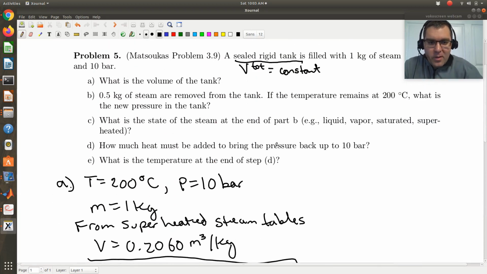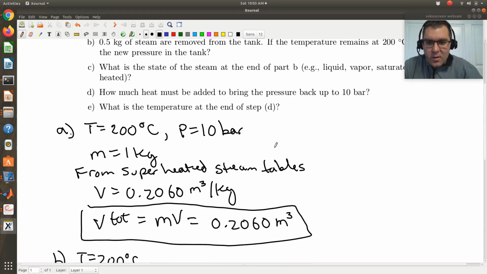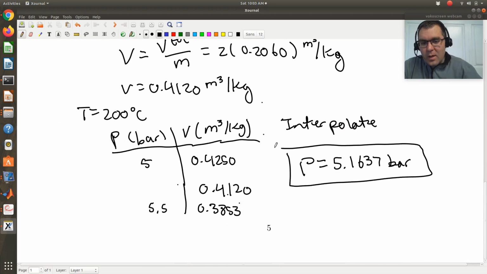So I have B, I have its pressure. Then C, what is the state? Again, the state is going to be superheated.